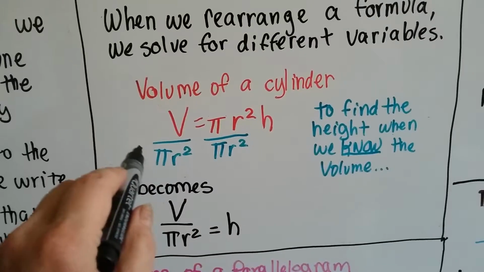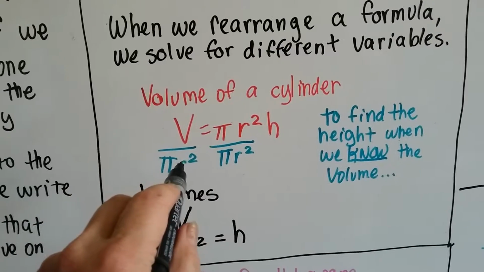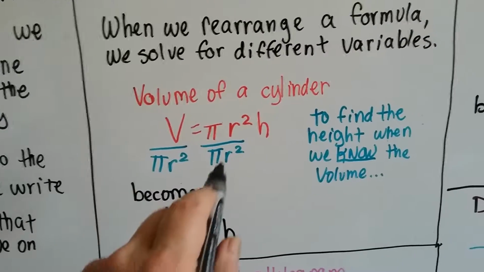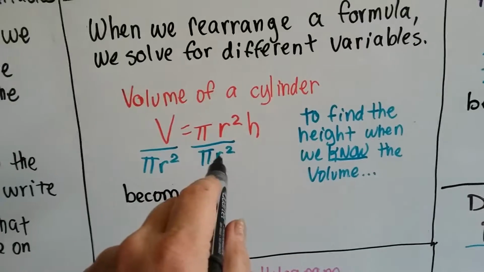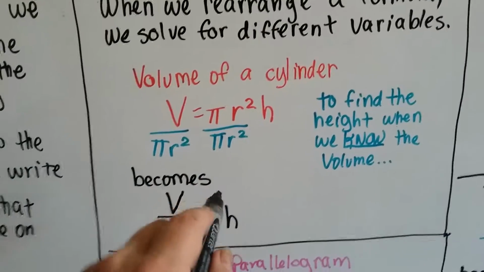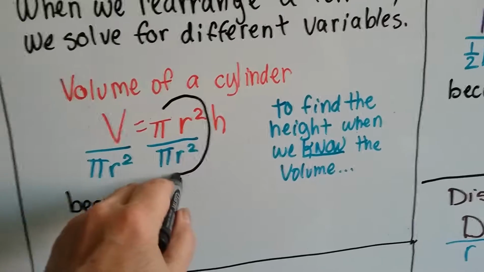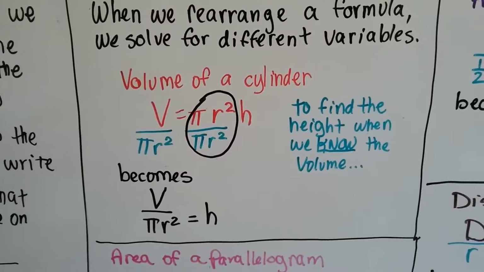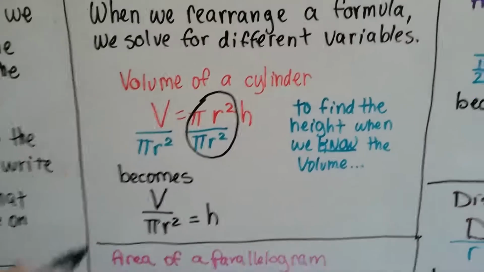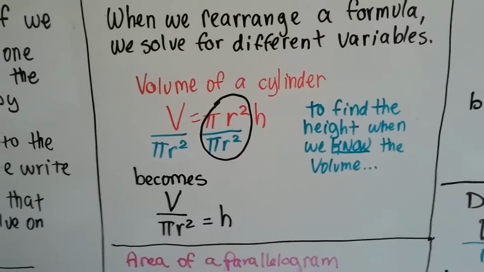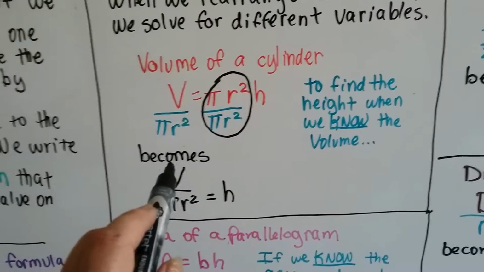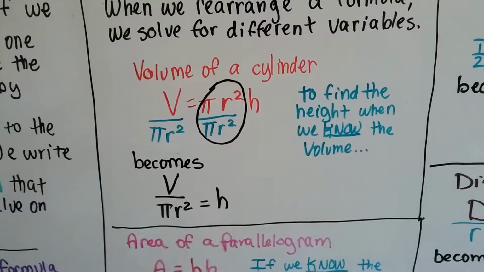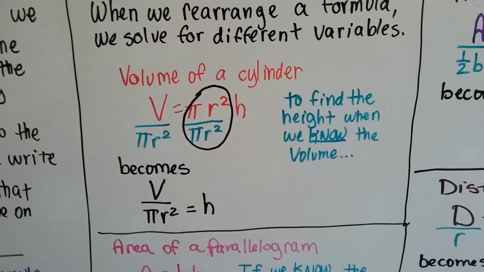We draw a line and we put pi r squared underneath the V, because remember, a fraction is a little division problem, isn't it? And then we draw a line and put pi r squared underneath the right side. And what ends up happening is this pi r squared ends up getting discarded because we know that when a fraction's numerator and denominator are the same, they equal 1. So we can just get rid of it, throw it away. So now our formula ends up becoming volume divided by pi times radius times radius equals the height. See? And now we can figure out what the height is.